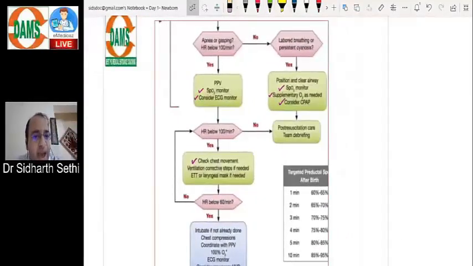So if a baby is apneic or gasping, then you start positive pressure ventilation. If a child is in apnea or gasping, you start positive pressure ventilation. As you can see here, along with that, now you need to keep a pulse ox and consider ECG monitoring.